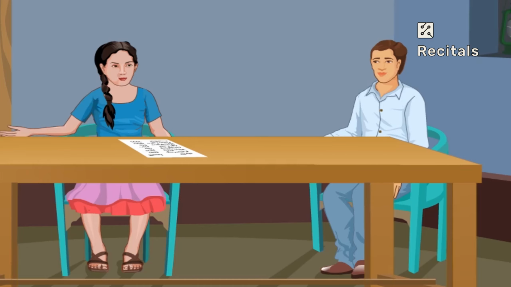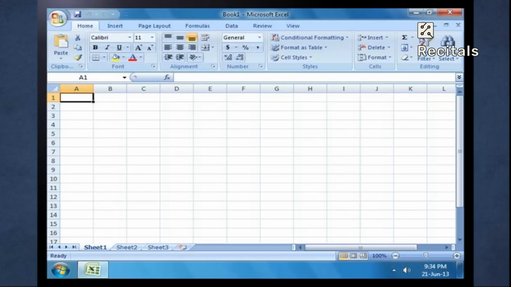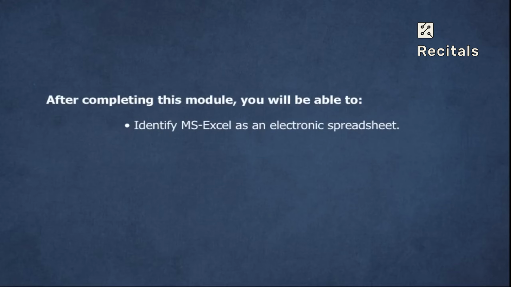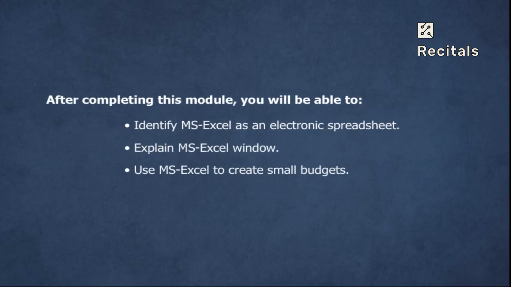What is this software called? This is called Microsoft Excel. Let's learn about it. After completing this module, you will be able to identify MS Excel as an electronic spreadsheet, explain MS Excel workbook window, and use MS Excel to create small budgets.